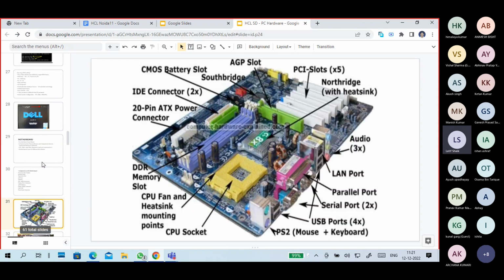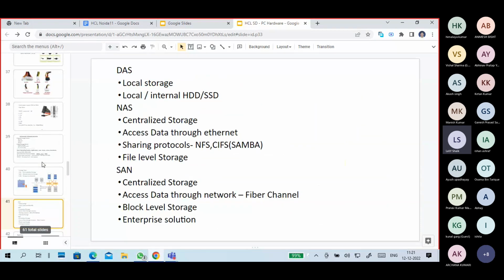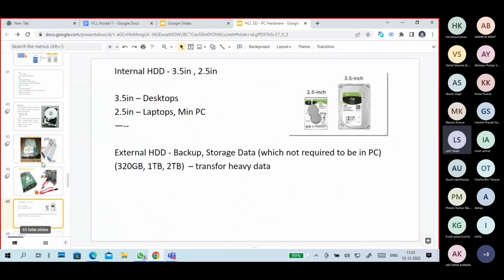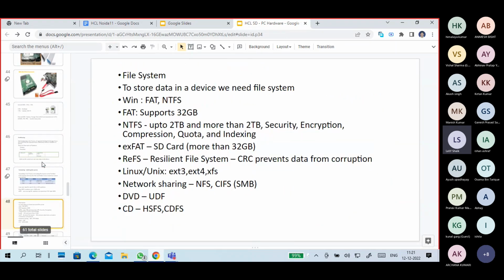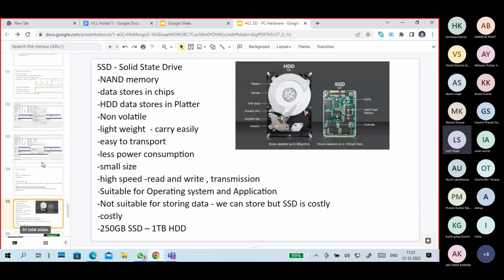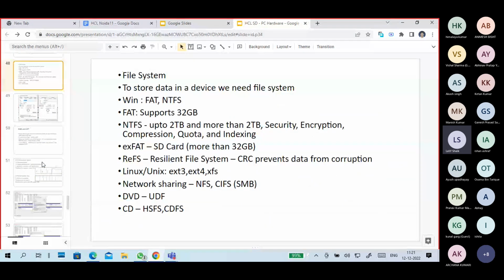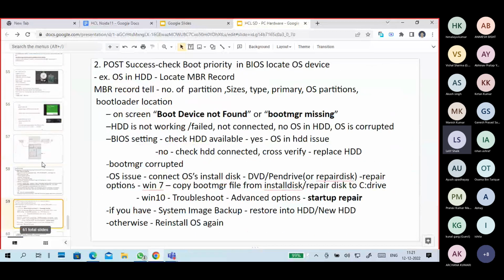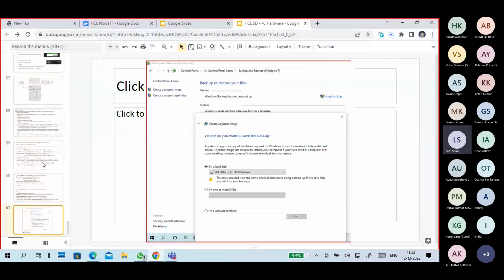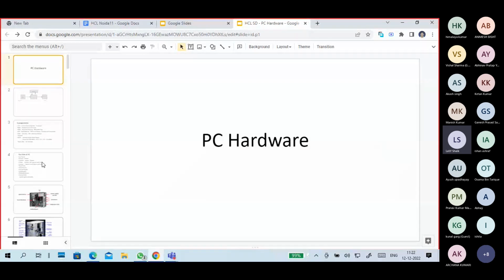Motherboard and your SMPS. The next part is your hard disk. What is meant by hard disk and SSDs? And next, what are hard disk partitions and file systems? MBR, GPT, and boot process. So these are the things we are going to learn in PC hardware.